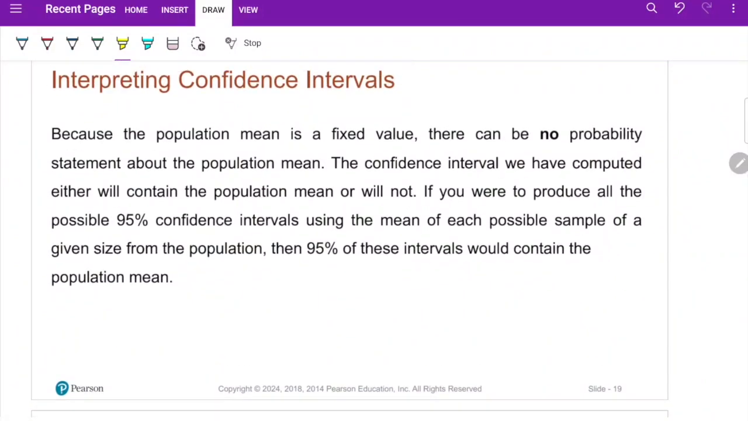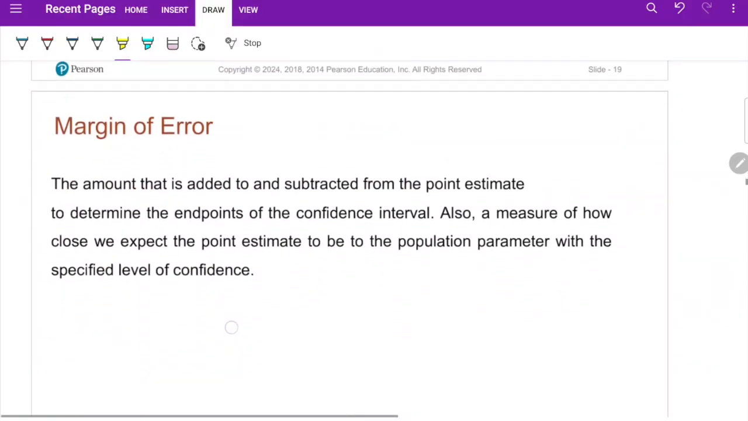And this is an important interpretation. There's no probability here. It tells you about the confidence level. Exactly as we said, if you were to produce all of the possible 95% confidence intervals using the mean of each possible sample of the given size from the population, then 95% of these intervals would contain the population mean. This is exactly what we said. Nothing to do with the probability here about the population's mean.